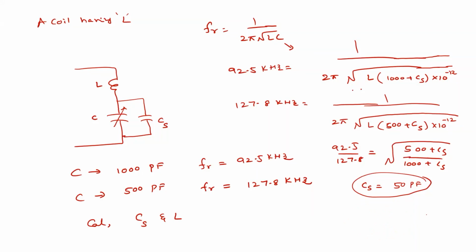Okay. So how to calculate the L value? From the equation, substitute in any expression, right? So substitute here or here, any expression. From that you can calculate the L value. So how much L will you get? What is the L value? So 2.8 millihenry. Yeah, 2.82 millihenry. So this is L.